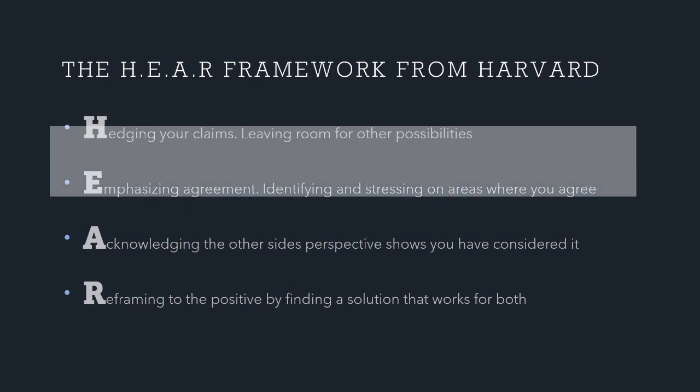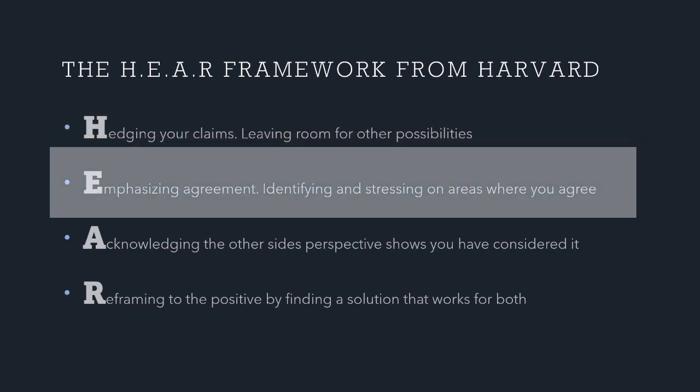And then you have emphasizing your agreement. So E stands for emphasizing your agreement. Because when there are conflicts, when you have to disagree with somebody, you don't disagree with everything that the other person says, right? There are some aspects that you don't agree with, but then there are other aspects that you do agree with.